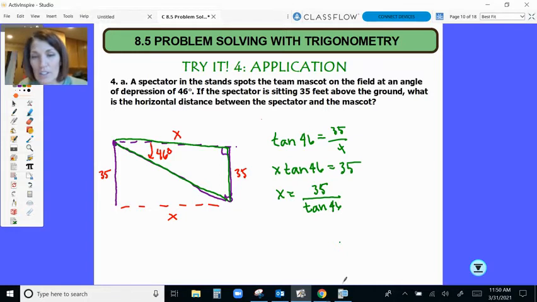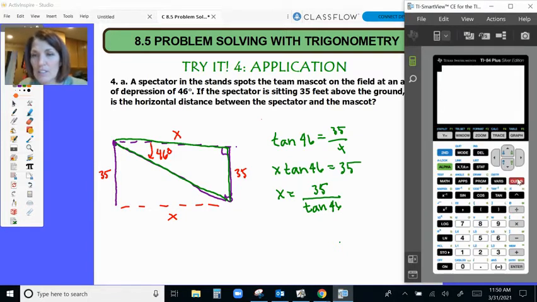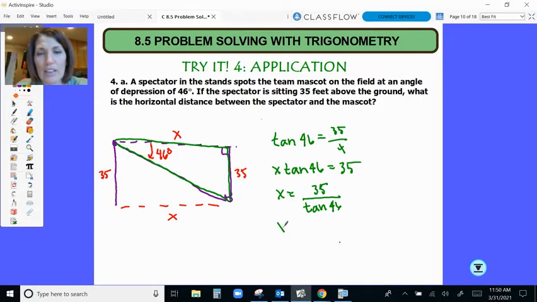Let's get our calculator here. We have 35 divided by, and I put this in parentheses because it's going to be in our denominator. So tangent of 46, I close the 46 degrees, and I also have to close that denominator, so I have 2 parentheses there. Enter. I have 33.8. We'll round to the tenth, so x is approximately 33.8 feet away. That is the horizontal distance.